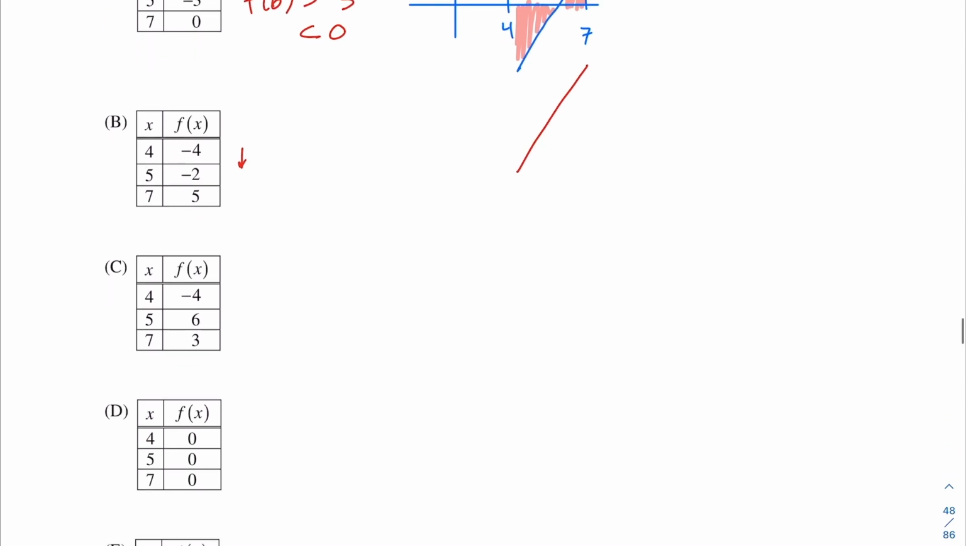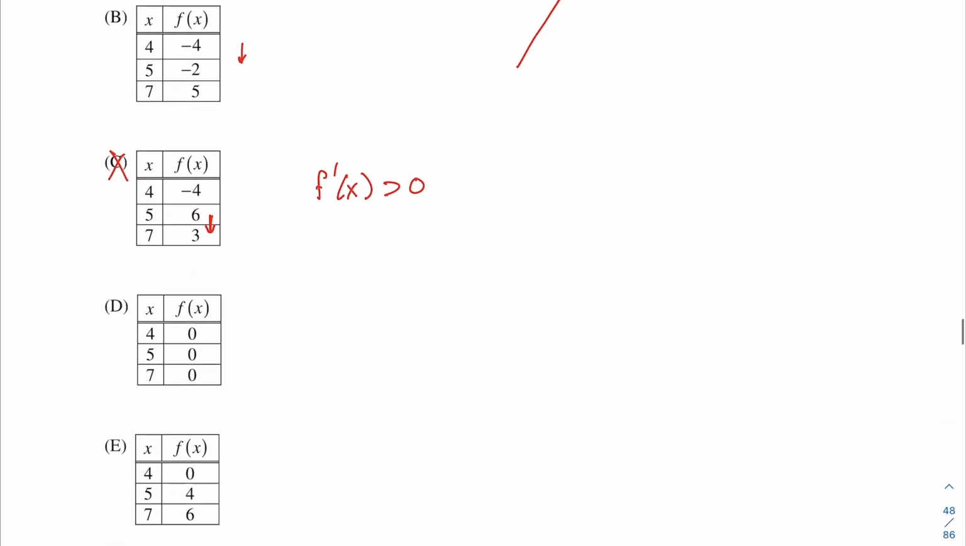If we look at C, we have f of 4 is equal to negative 4, f of 5 is 6, and f of 7 is equal to 3. Now, this one might be tempting. You might be tempted to say this is possible, but if you remember that f prime of x is greater than 0 for this whole period, and that tells us that the values must increase. But here, from f of 5 to f of 7, the value did not increase, so this is not a possible table. In D, all the values are the same, so this means that the slope would just be 0, so f prime of x is not increasing. It can't be this table.